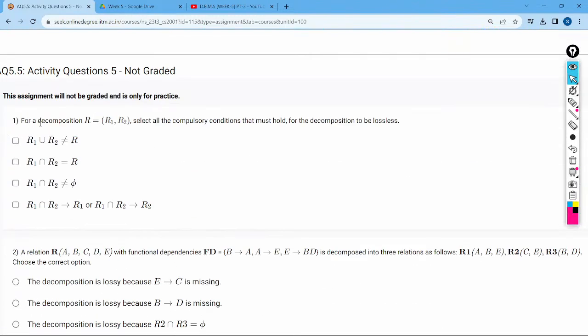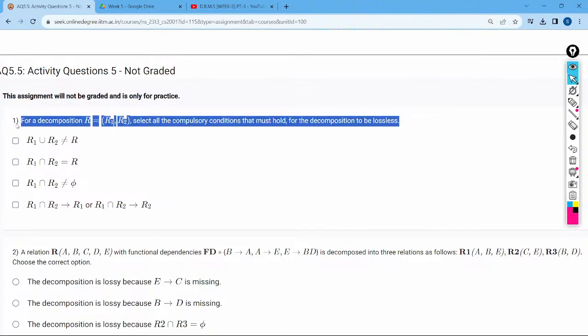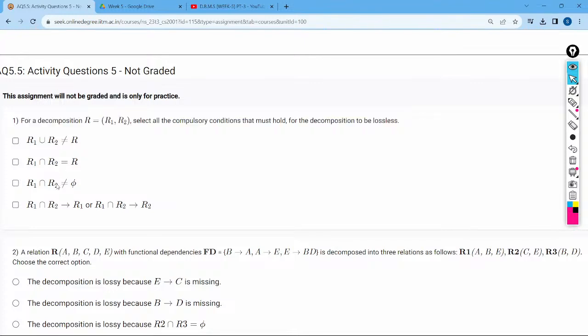For the decompositions R, R1, R2, select all the compulsory conditions that must hold for the decomposition to be lossless. Okay, so union should be equal to R. Okay, intersection should not be equal to phi. Intersection should have a functional dependency on either one of them, right? Either on R1 or on R2.